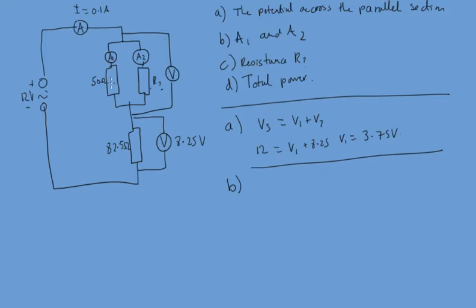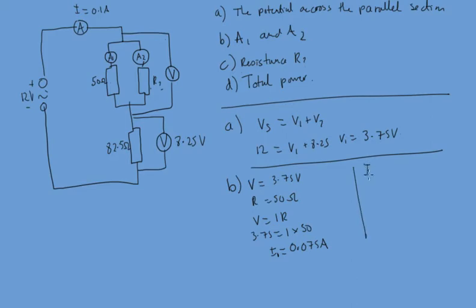Right, we know the resistance here and we now know the voltage. So the voltage is 3.75 volts. We know that the resistance here is 50 ohms, so we can use V equals IR to give us a current of 0.075 amps. So that is A1. So that's the current in 1.